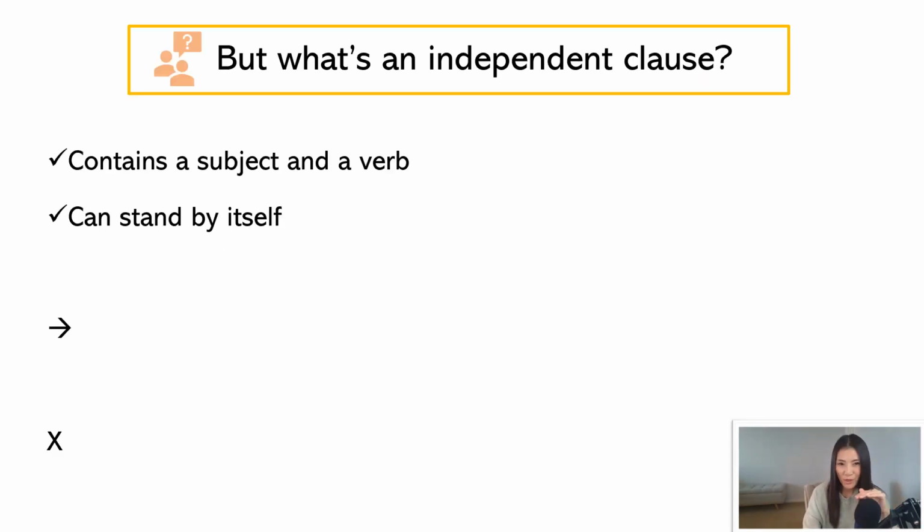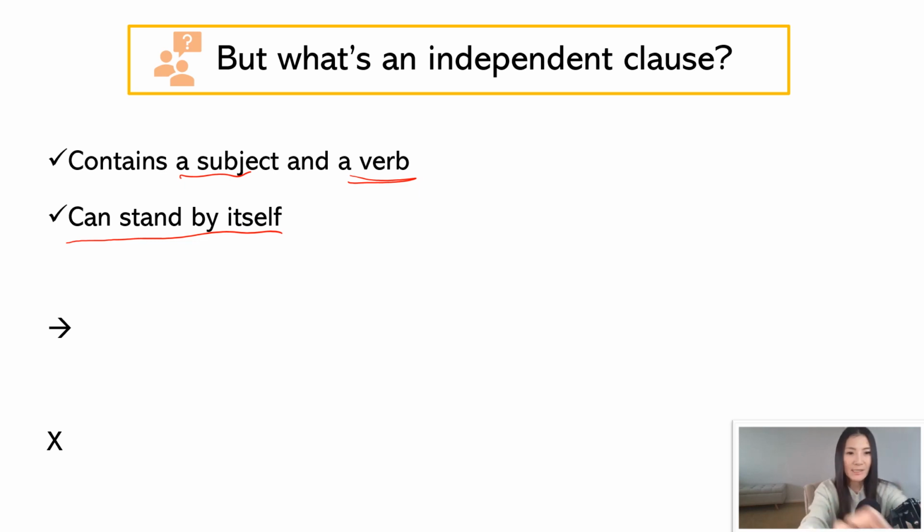But before we move on, what's an independent clause? I said that a semicolon should go between two independent clauses, so we have to have an understanding of what an independent clause is. A clause always contains a subject and a verb. Okay, easy. An independent clause can stand by itself, meaning if it's by itself, it's a full sentence on its own.